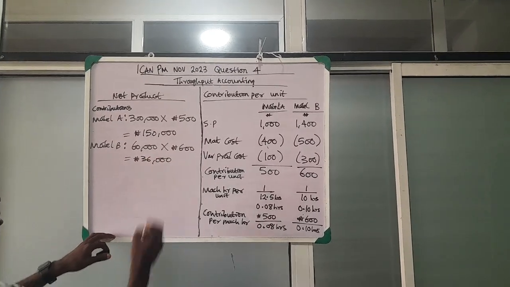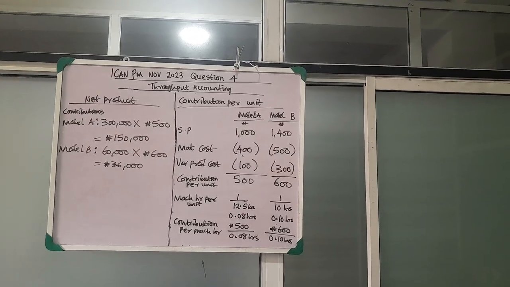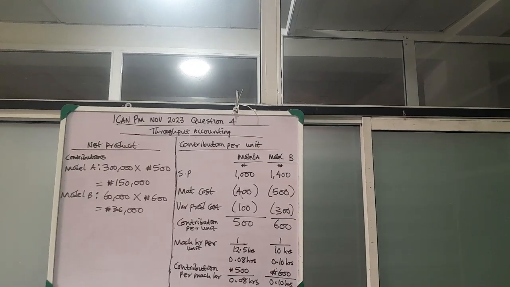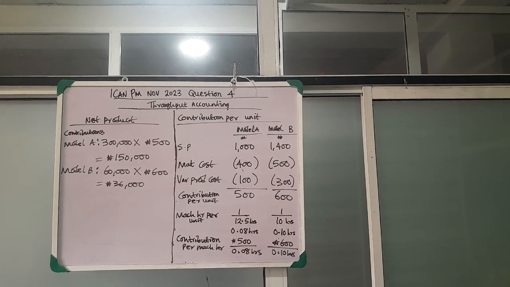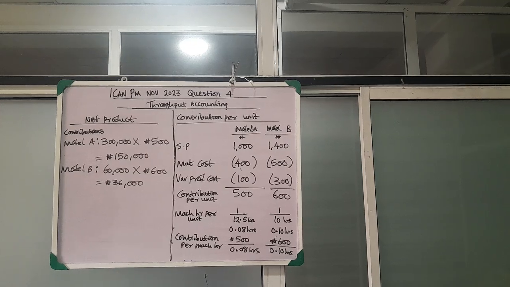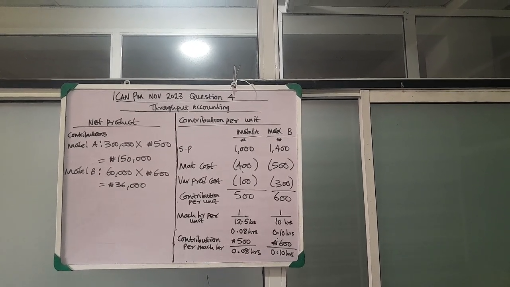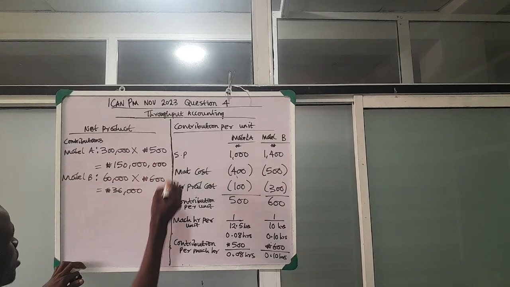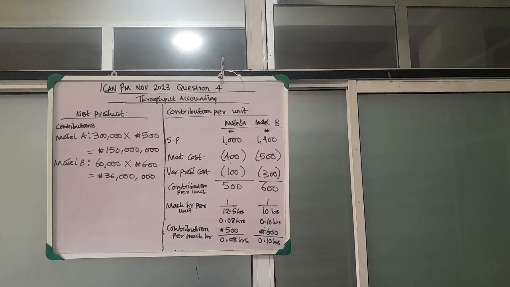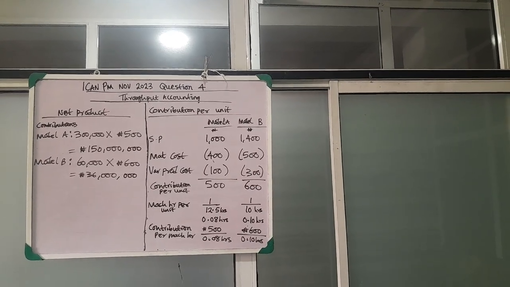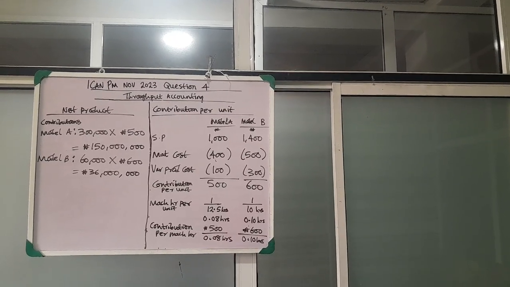This is in millions. Let me just write it in full. 300,000 times 500 is 150 million. I think it's better that way. Here is 150 million. Then here I'm having 36 million. That is 60,000 times 600, we'll have 36 million.